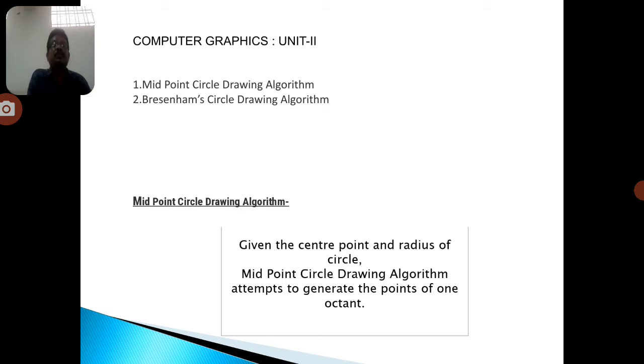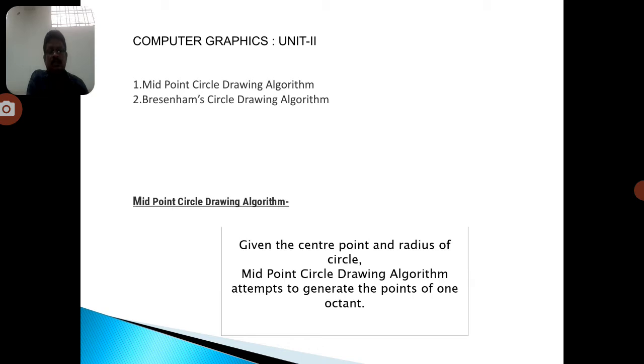Because of this, the midpoint circle drawing algorithm attempts to generate the points of one octant. This is also a similar pattern to Bresenham's, because it also attempts to generate the points of one octant. If we derive the one octant coordinates, it automatically derives the remaining 7 octants. In the last video I mainly focused on this particular circle, which is formed with the help of the 4 quadrants.